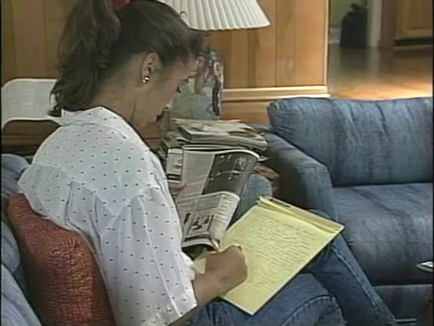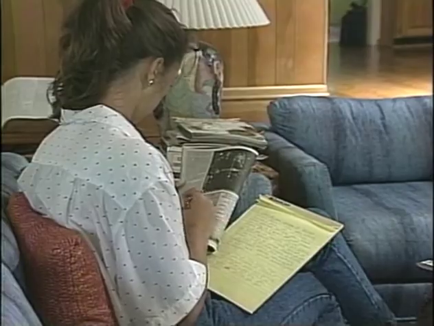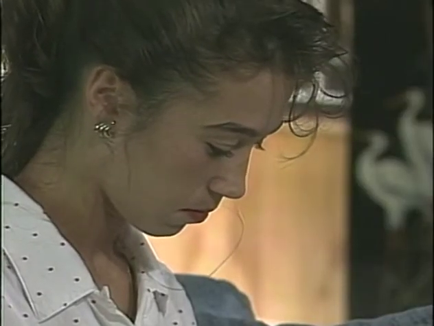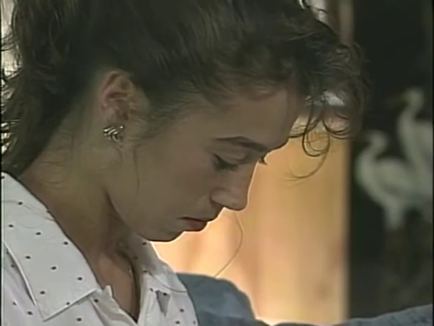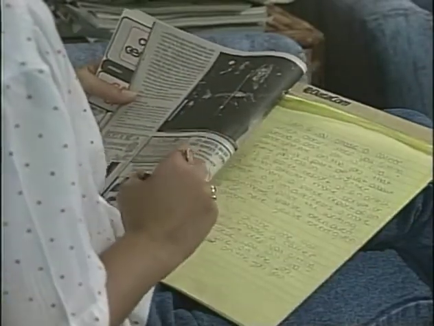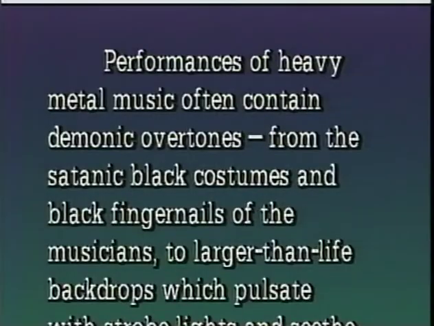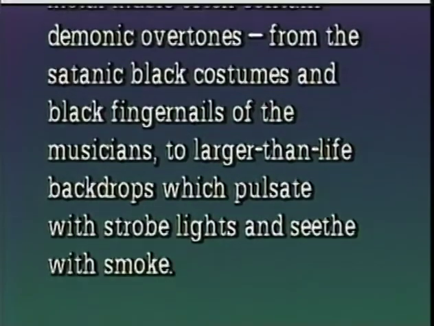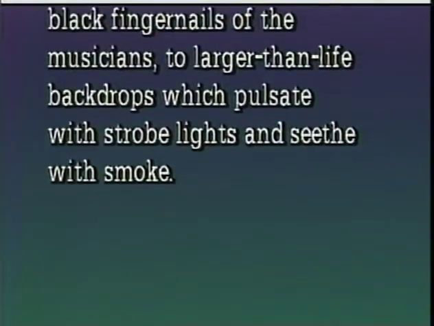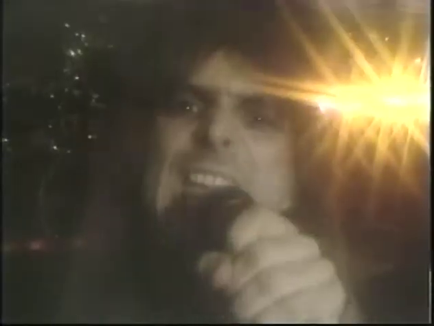As you read through your first draft, check to see if you've been precise and detailed enough in your descriptions. If you have not, you will need to rework those sentences until they more accurately portray the images or concepts you're describing. Performances of heavy metal music often contain demonic overtones, from the satanic black costumes and black fingernails of the musicians to the larger-than-life backdrops which pulsate with strobe lights and seethe with smoke. The descriptive words in this piece conjure up very vivid imagery for the reader.